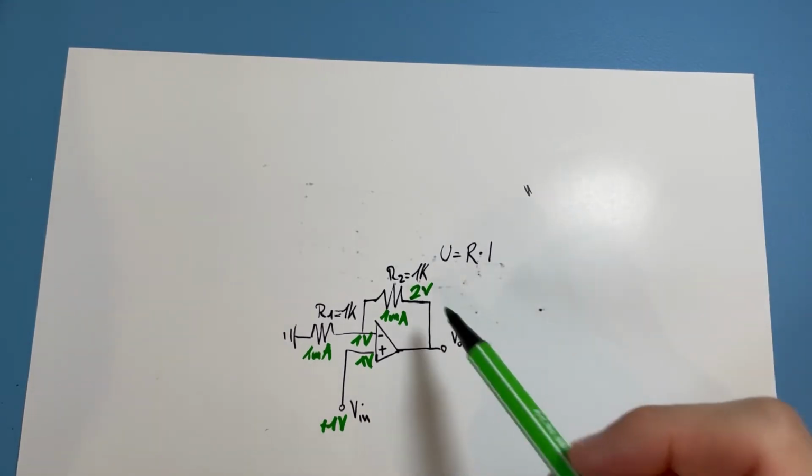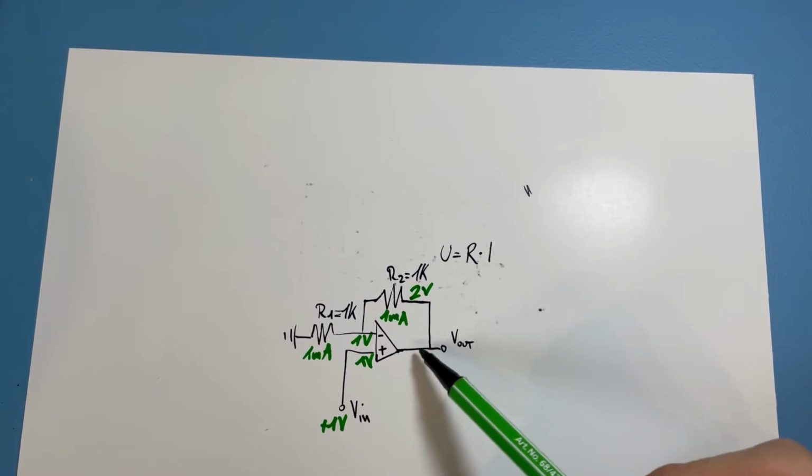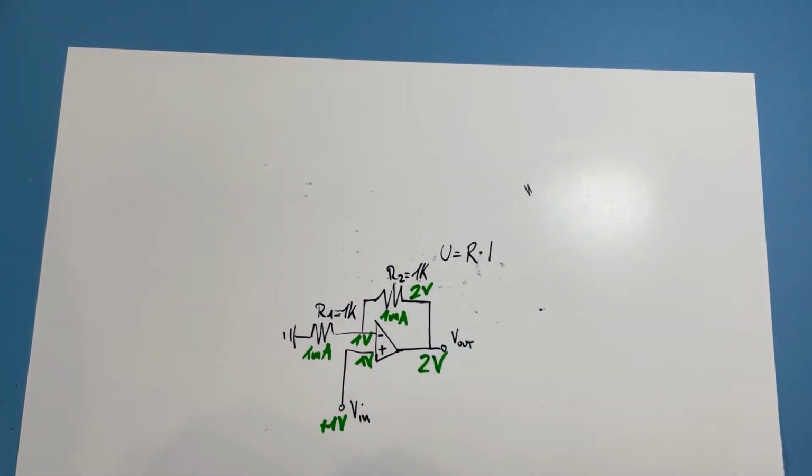And now riddle solved, because if we know this line here is at 2 volt, hey, that's the output. That's the output line where we have 2 volt. So this must be 2 volts. Yeah, and that's about it. That's our input-output behavior. We put 1 volt in, and we get 2 volt out.